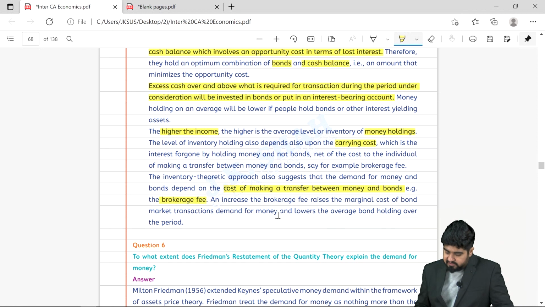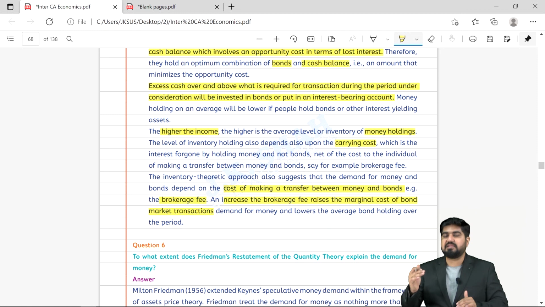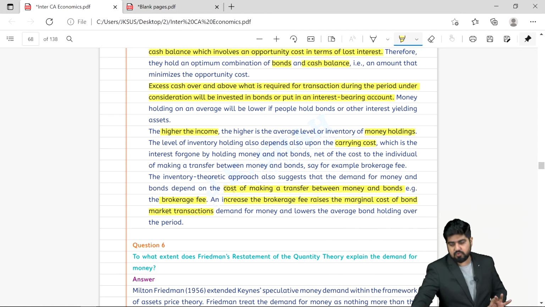Example, the brokerage fee. An increase in the brokerage fee results in an increase in the marginal cost of bonds for market transactions. It increases the demand for money and lowers the average bond holding. That means the bond holding will reduce and cash balance will increase. This is what this theory has to say.